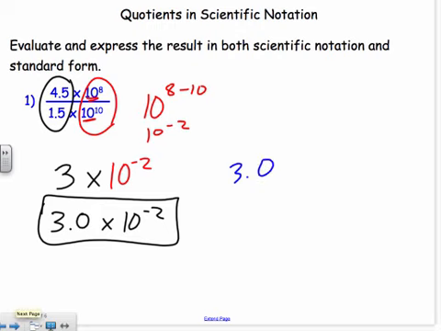Well, it's a negative exponent, so we move it 2 spots to the left now. 1, 2, they give us 0.03, and I can add that 0 in front. I don't have to. And there we go. So there would be our 2 answers.